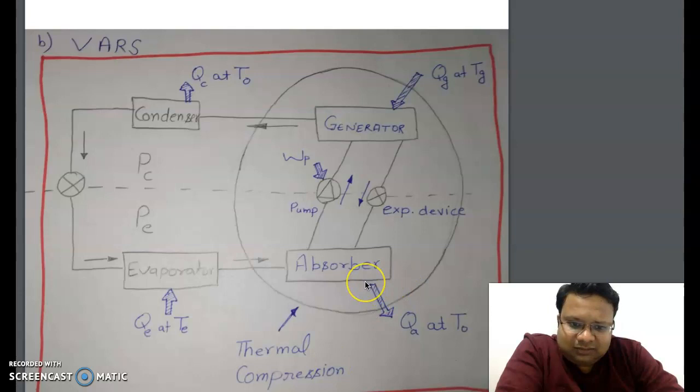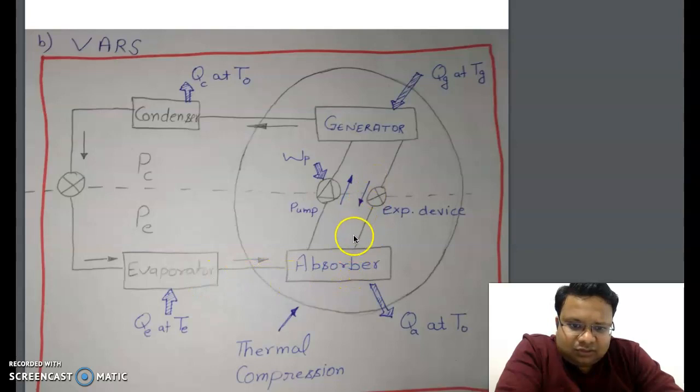So now look in this diagram. We will start with this system from the evaporator. From the evaporator, the vapors will come inside this absorber. And what this absorber is having is a weak solution which is coming from the generator. Now what is this weak solution? So let's suppose it has an affinity for this refrigerant.